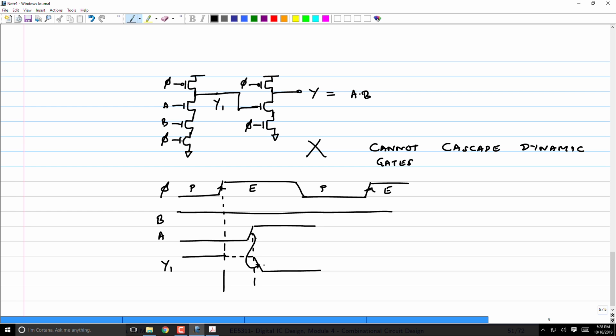Right? And of course, this one is violating the monotone non-decreasing condition. So therefore, how do I even use these gates? I have to do something, because if I can't cascade gates, they're completely useless for me. So therefore, the only way to overcome this problem is to put a static inverter between two dynamic gates.